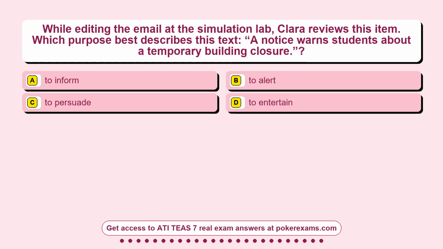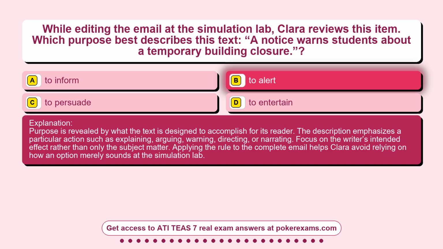Question 25. While editing the email at the simulation lab, Clara reviews this item. Which purpose best describes this text? A notice warns students about a temporary building closure. Option A, to inform. Option B, to alert. Option C, to persuade. Option D, to entertain. The correct answer is option B, to alert.